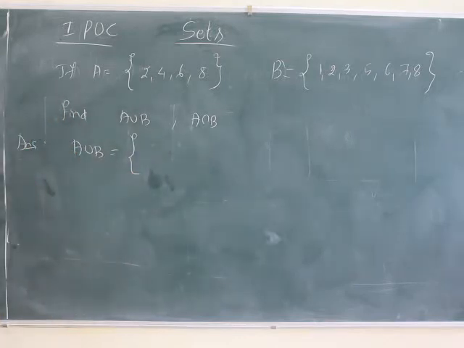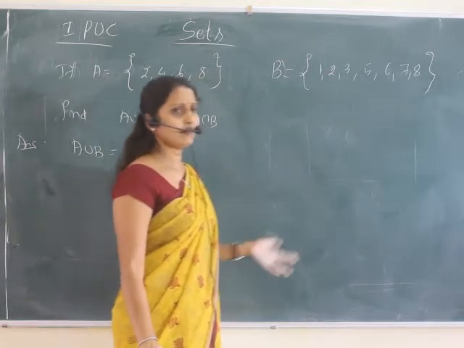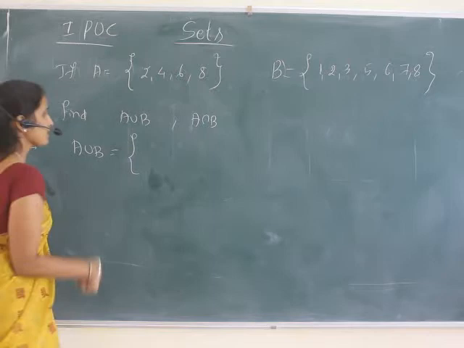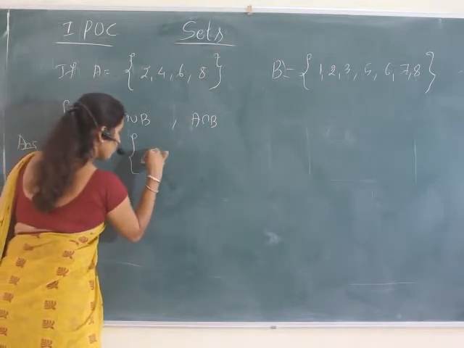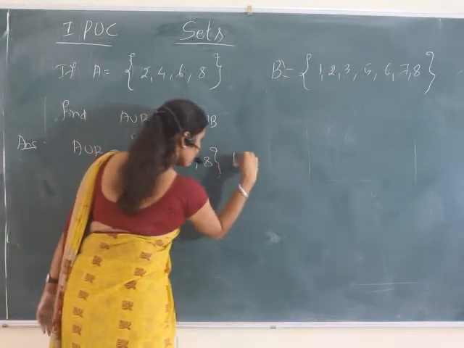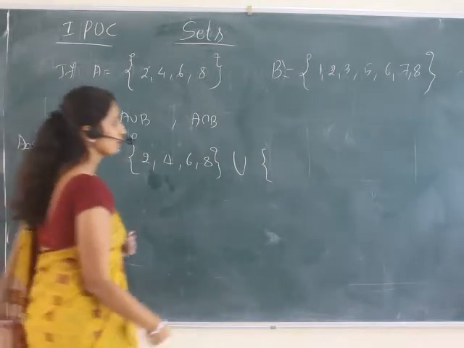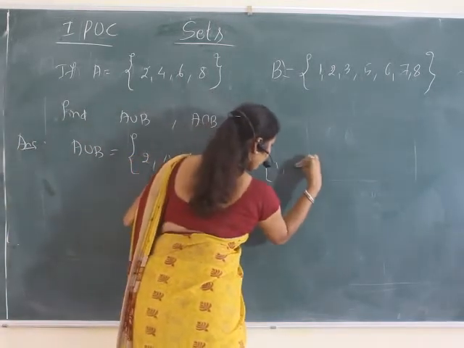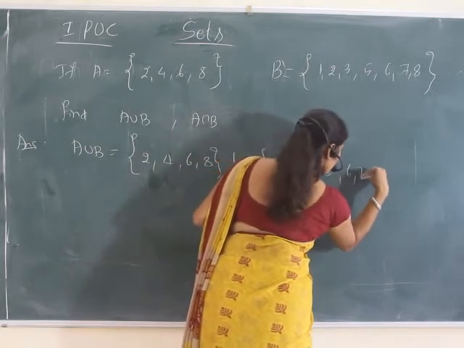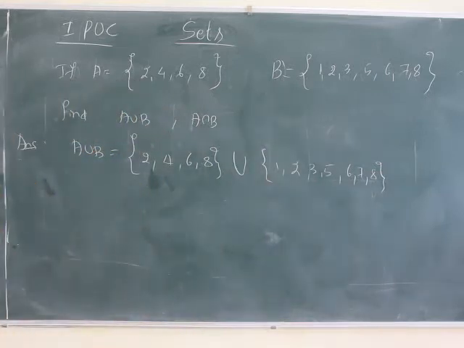So what is A union B? One thing is, either you can directly see the given sets A and B and write directly. If it is confusing, what you can do is write all the sets once again here: 2, 4, 6, 8, this union with the set 1, 2, 3, 5, 6, 7, 8.